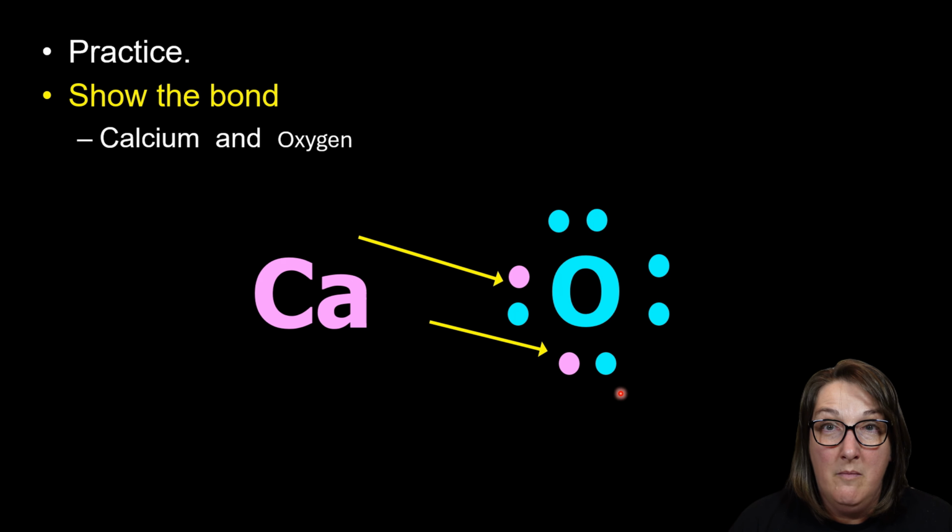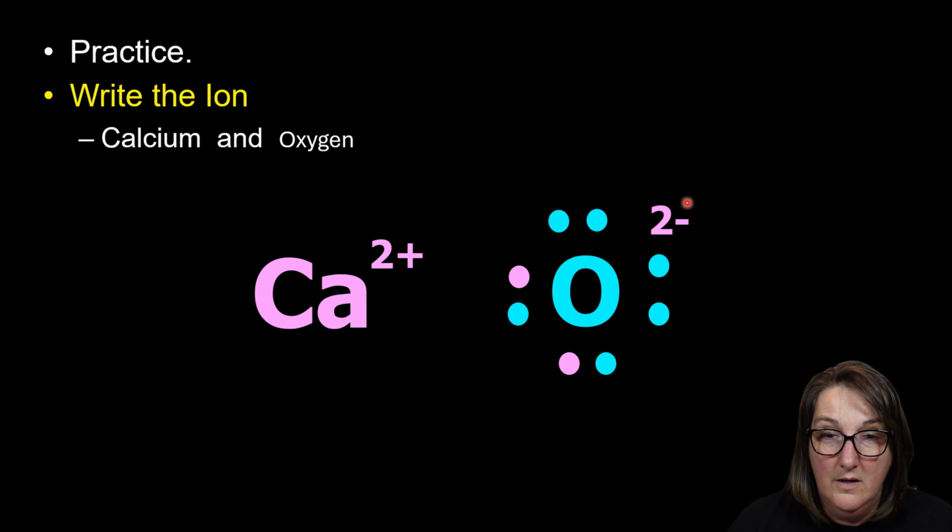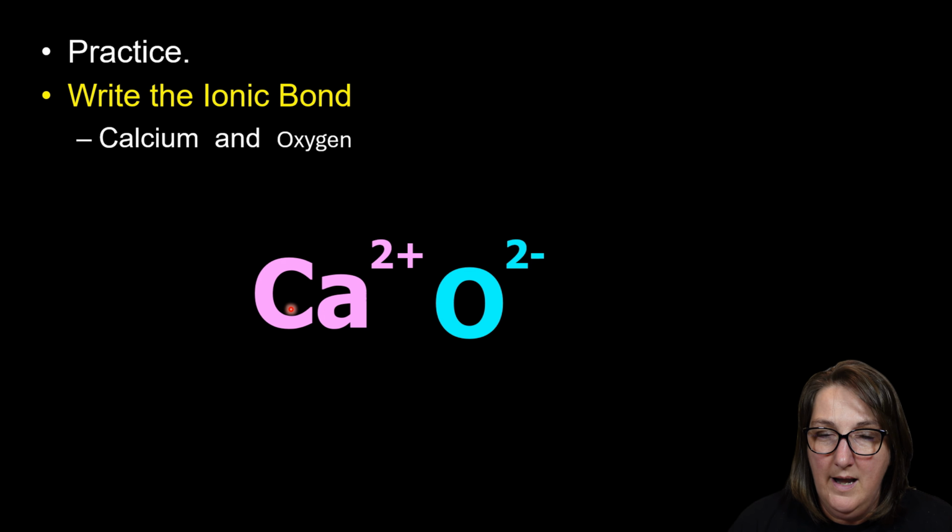So now I got to figure out my charge. What charge is oxygen and calcium going to have? So I'm going to be -2 because I've gained 2 electrons. I'm going to be +2 because I lost 2 electrons. So now I have to write it out. Which one of these are my cations? My positive. Okay, so calcium is going to go first, and then oxygen will go next. So I write it out just like this. Ca2+, O2-.